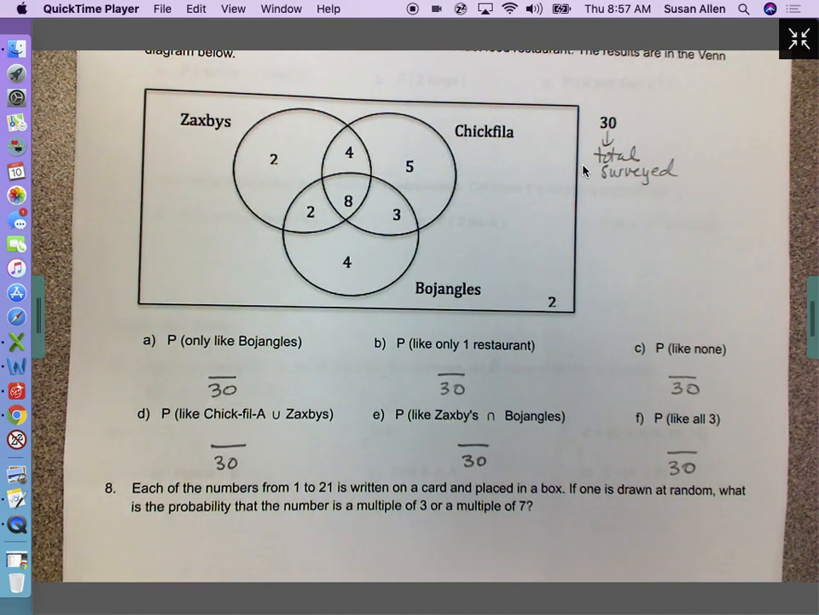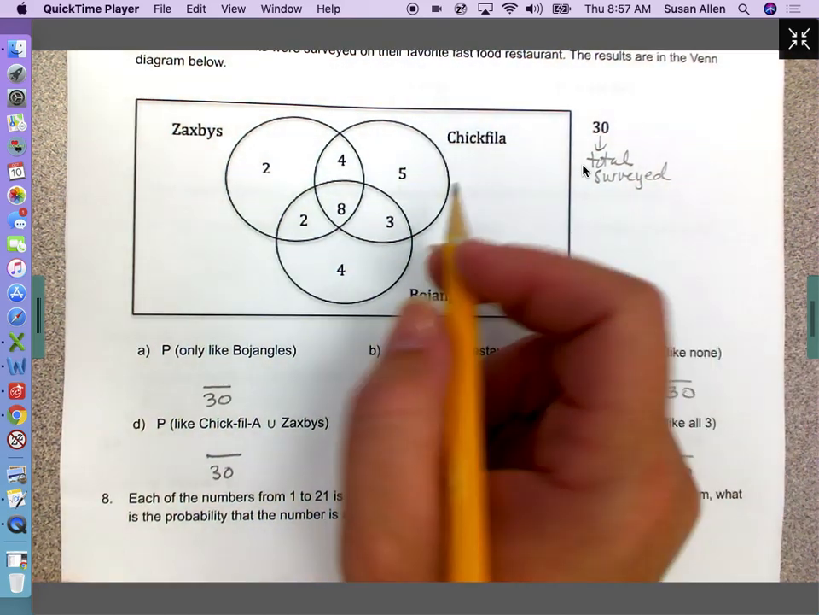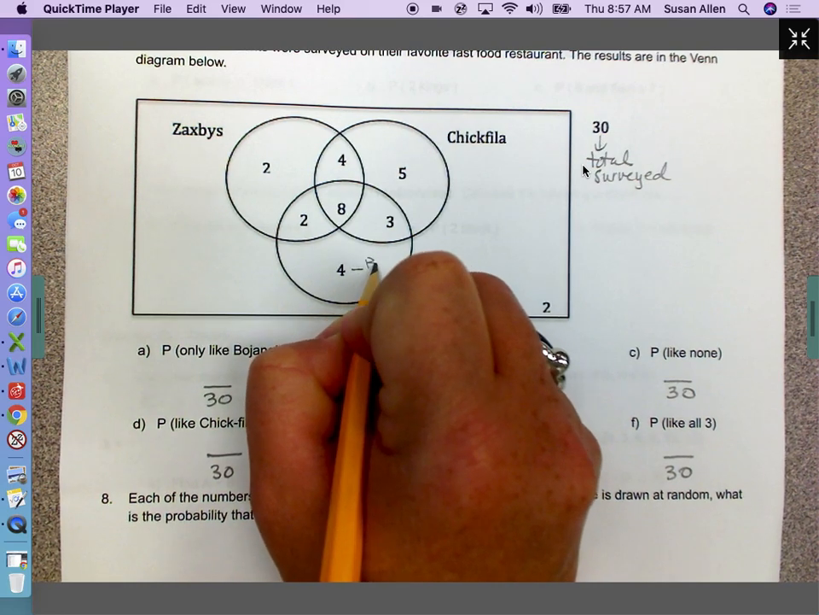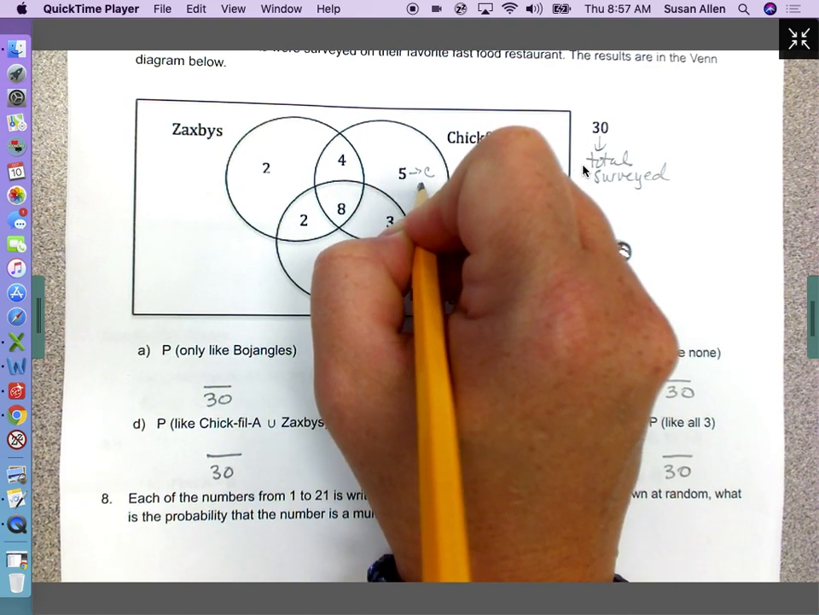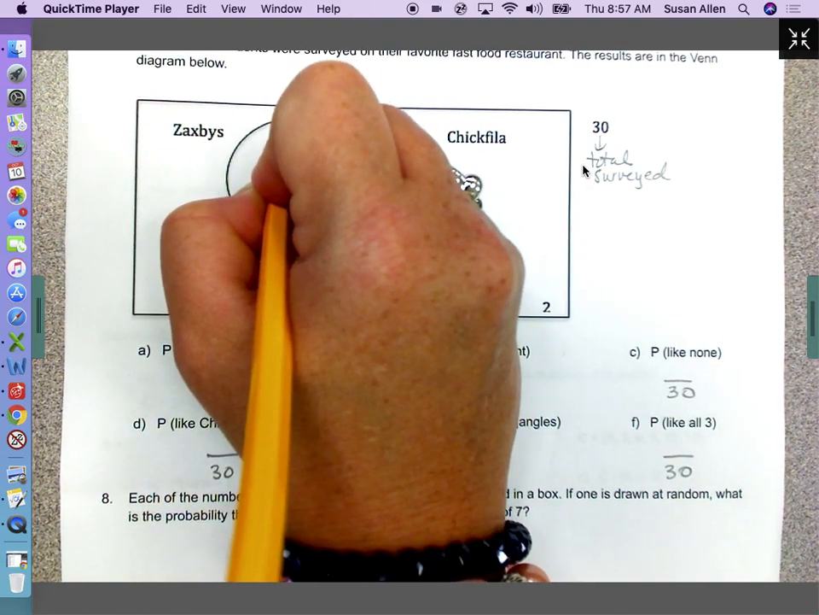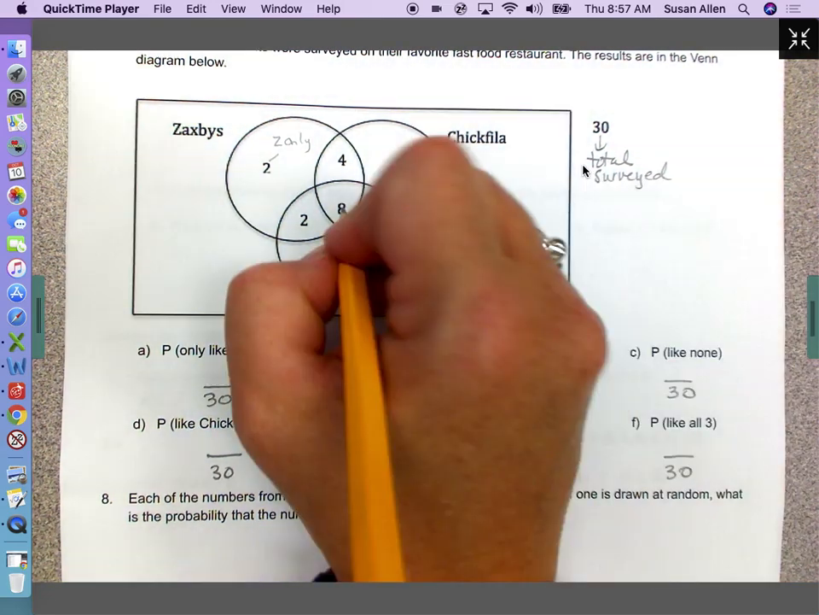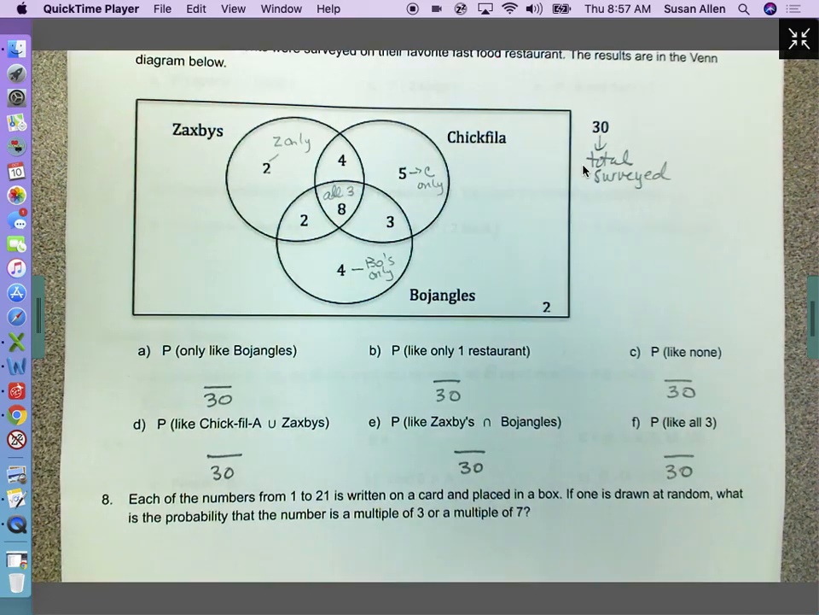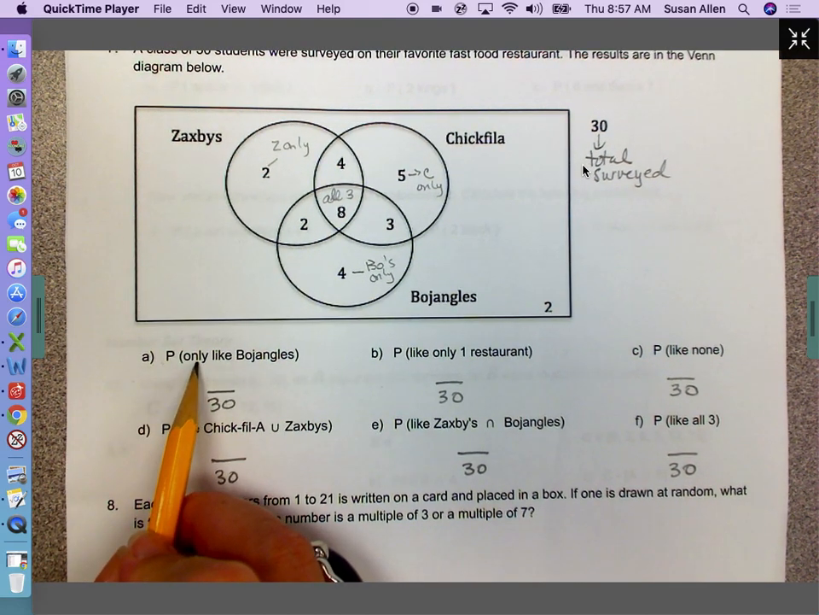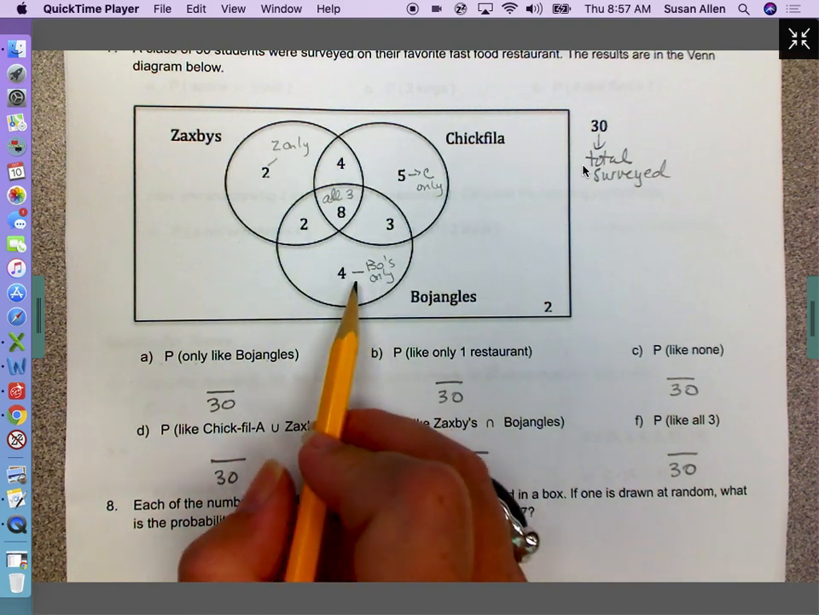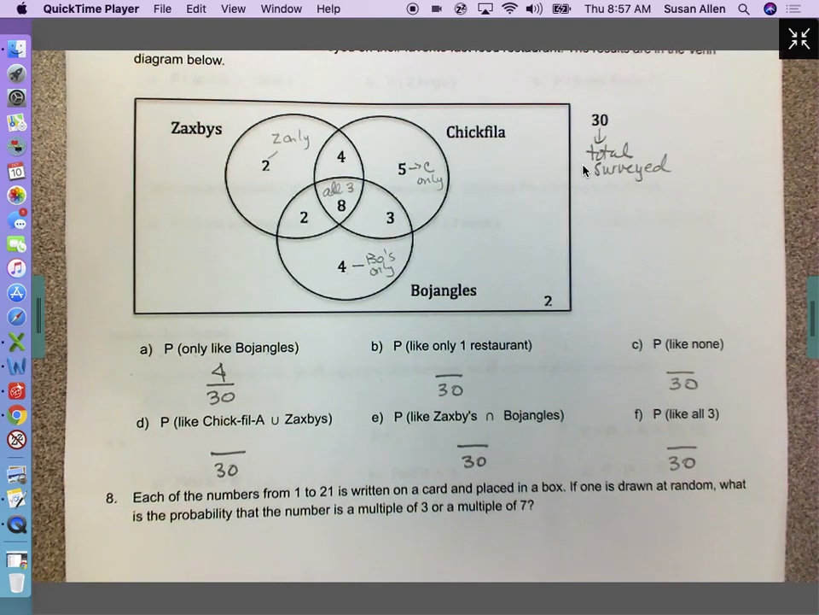You are next asked, what is the probability that someone only likes Bojangles? So let's be clear. This number 4 represents Bo's only. This here, number 5, represents Chick-fil-A only. This 2 represents Zaxby's only. 8 represents those that like all 3. Okay? So if I am asked the probability of a student only liking Bojangles, then I'm going to go right here to only Bojangles and choose 4. So 4 over 30.